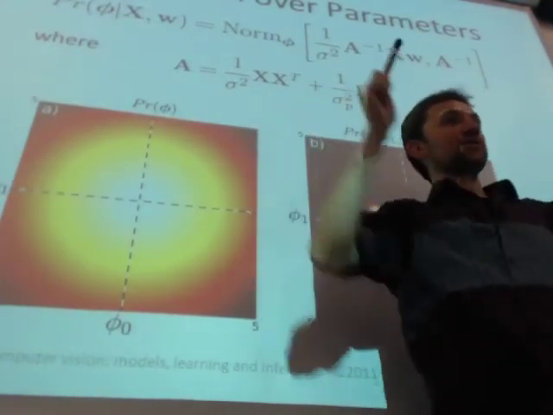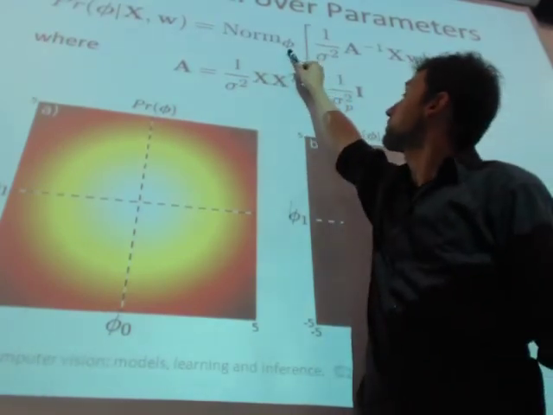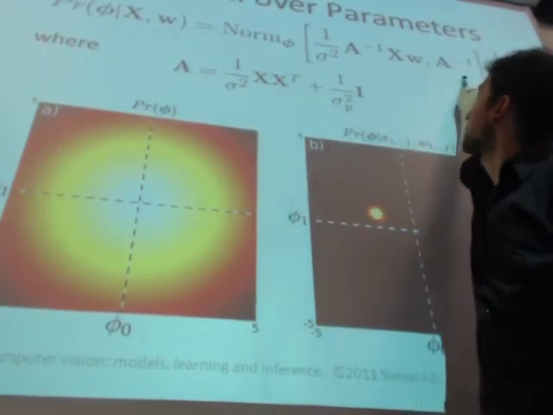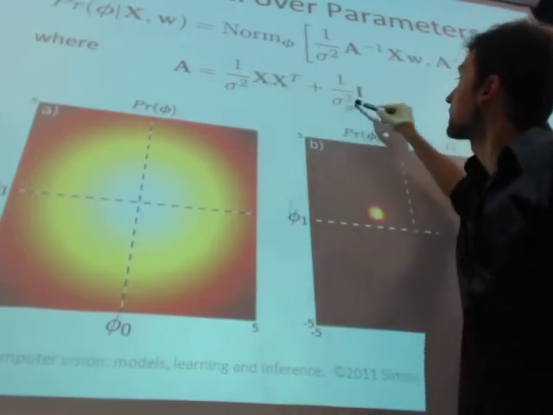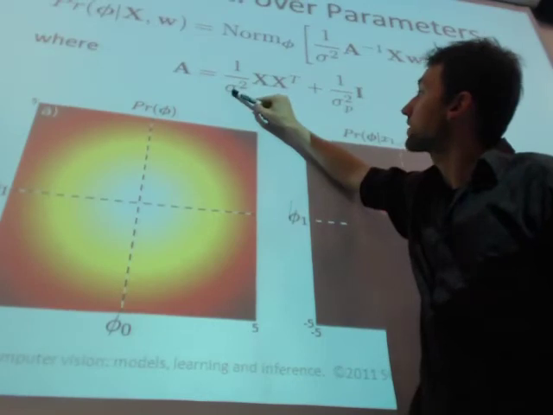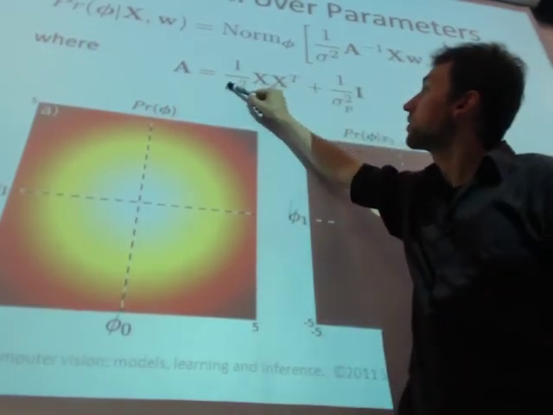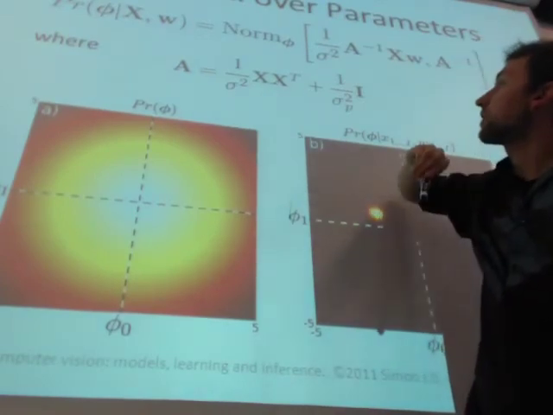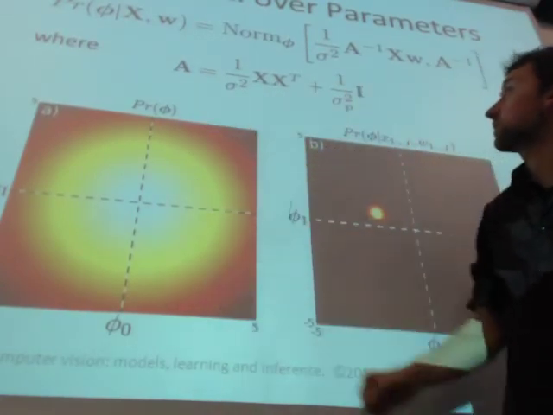You could have easily gone in the other direction, right? You could have made a normal distribution on W. You come up with a normal distribution on phi, which looks like this, where A is this cool matrix, right? Which includes both the sigma and the sigma on the prior. So the sigma overall for our distribution, and the sigma just on our prior for the parameters here.